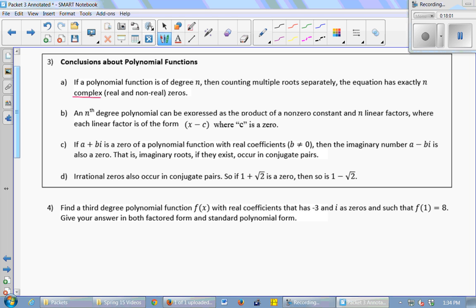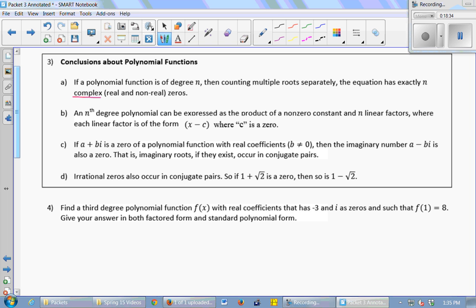A complex number could be real, right? Like 5 plus 0i. That's just the number 5, but it's a complex number. So it will always have exactly n zeros. Some of them will be real, some of them will be complex. You would just say 5. I was just saying that it is a complex number, even though it's a real number. Yeah, it's real.